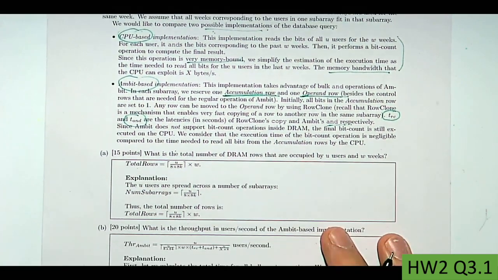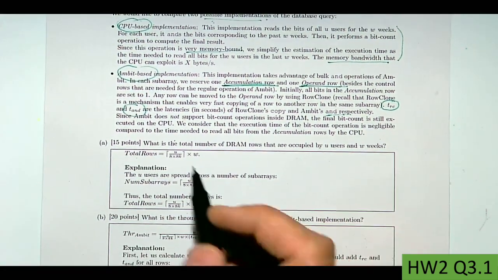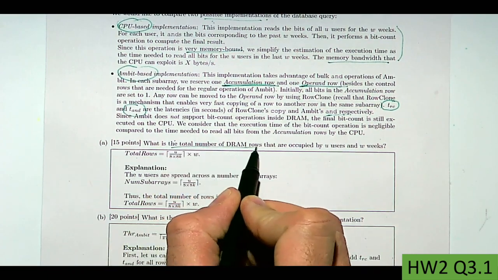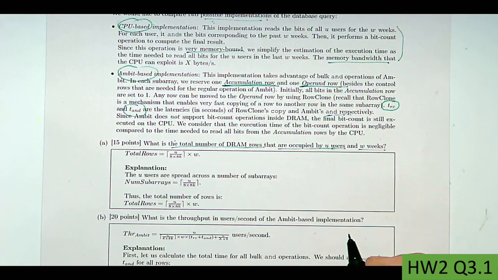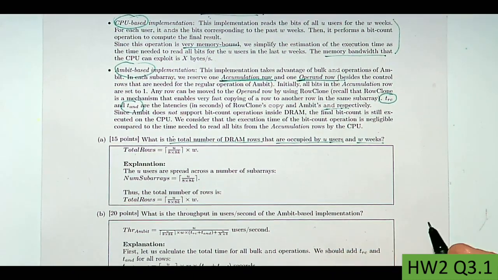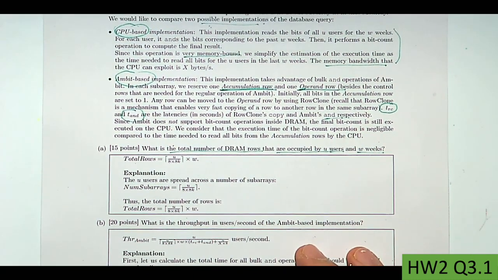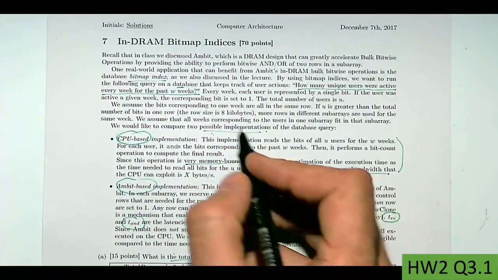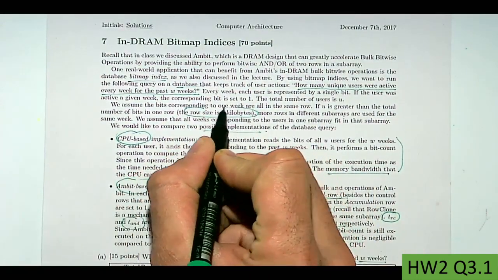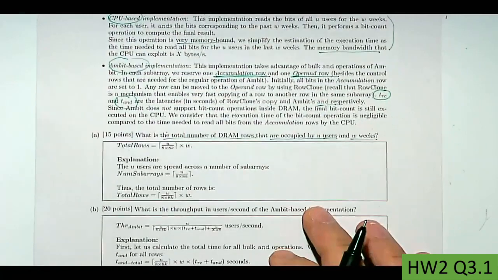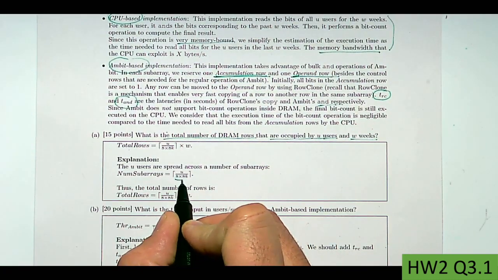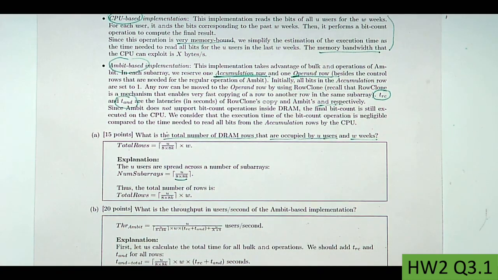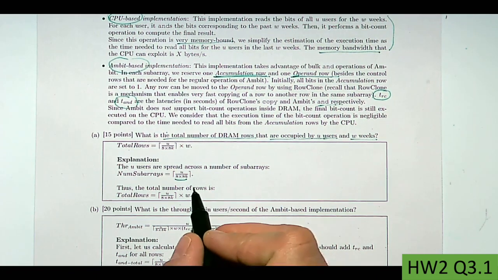So the first question is, what's the total number of DRAM rows that are occupied by U users and W weeks? The first thing to take into account is the size of the DRAM row. It is 8 kilobytes in this example. So in every row we have 64K bits, so we can fit 64K users in every row.